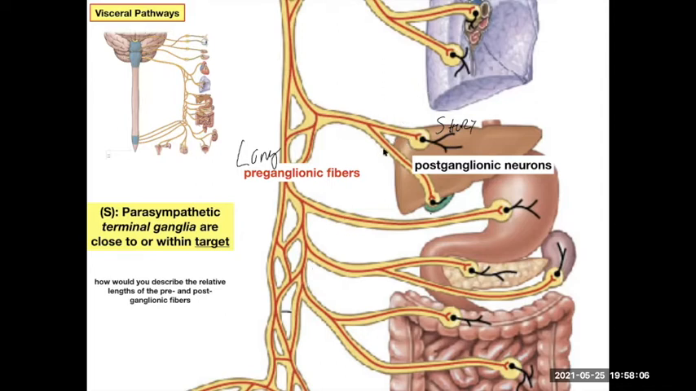So the reason I'm going off about this is, you remember this one fact right here, that the terminal ganglia are close to or within the target, and then by deduction, you're going to remember that there's long preganglionic, short postganglionic. And this is important because the sympathetic will be the opposite, right? We're going to have the opposite situation, as we'll see. So then you'll remember, just from knowing this, not only about this stuff, but about the sympathetic.